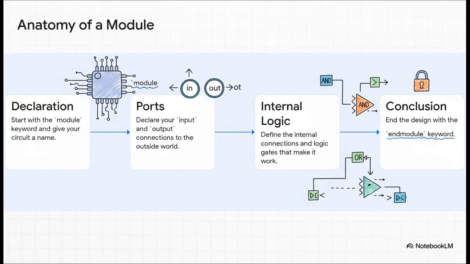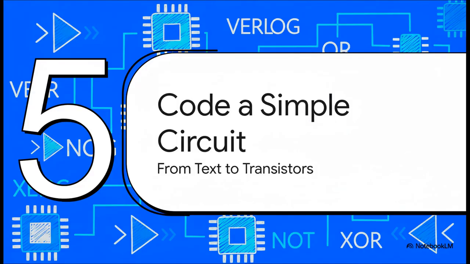And building one of these modules always follows the same 4 steps. It's a really clear structure. 1, you declare it, give it a name. 2, you define its ports. That's the connections to the outside world. 3, you describe all the internal wiring and logic. And 4, you close it out. Simple as that. All right, enough theory. Let's actually put this into practice. We're going to build a simple circuit that solves this logical equation right here. Y equals A and B, or C.